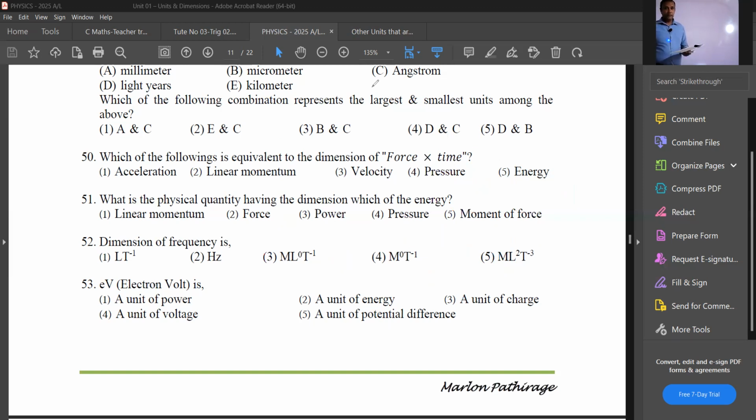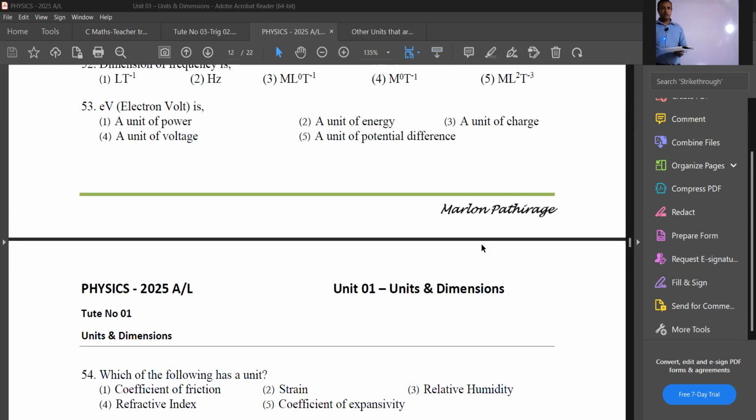Then electron volt. We have discussed that one. Electron volt is used to measure, yes, very good, unit of energy. Electron volt is used to measure energy.